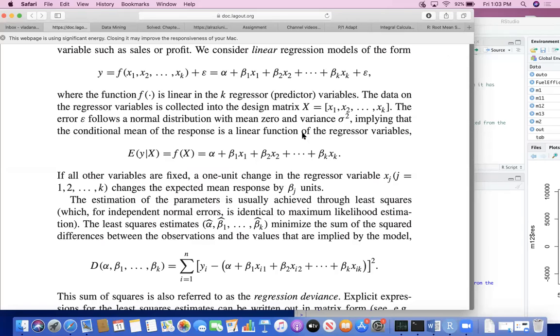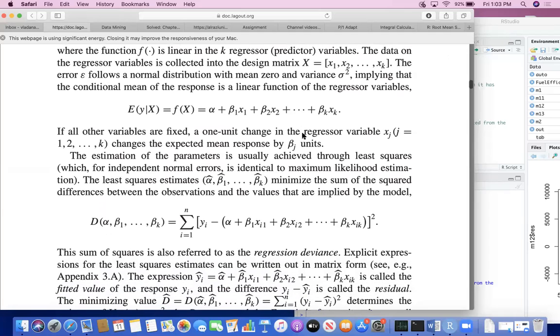Data is collected into the design matrix X, which equals x1 through xk. Error follows a normal distribution with mean 0 and variance of sigma squared. The conditional mean of y given x is f of x, which is alpha plus beta 1 x1 plus beta 2 x2 all through plus beta k xk. The estimation of the parameters is achieved through least squares.